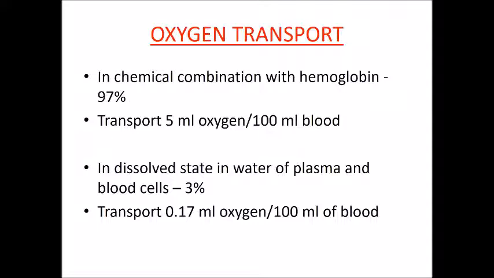Now coming to our main point, transport of oxygen in the blood. In general, oxygen is transported in the blood in two ways. The main way is in chemical combination with hemoglobin. It constitutes 97% of the total oxygen transport, and it will transport 5 milliliters of oxygen in 100 milliliters of blood. The second way is in dissolved state in the water of the plasma and blood cells. It constitutes about 3% of total oxygen transport, and the value is 0.17 ml per 100 ml of blood.